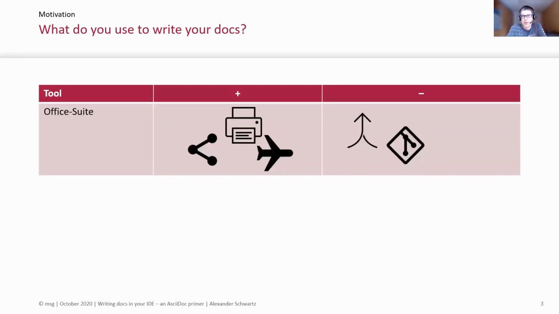So what do you use to write docs? Well, you can use some Office tools. They're very good in sharing documents in terms of you can take an Office document, put it into an email and send it over to somebody, or put it on a drive. You can print it. You can work on them offline. That's also very good, but Office suite tools are very bad when you want to merge changes from different participants, or if you want to store them like in a Git repository and collaborate on them as a group of people.